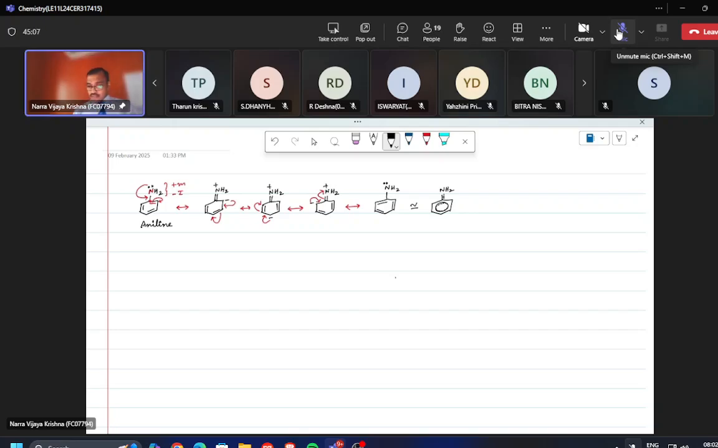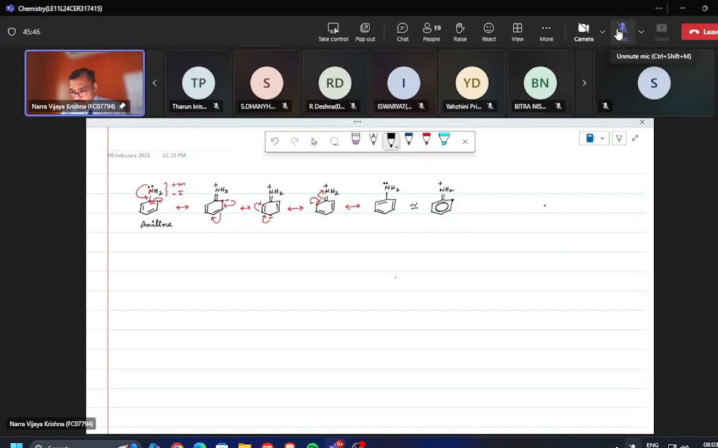So can I write what is the charge developed over nitrogen? +1. And what is the charge developed over the carbons? If you observe all the structures, I got negative charge over this carbon and this carbon. Correct? You never got negative charge over these two carbons. Observe all the structures. We never got negative charge over those carbons or not?